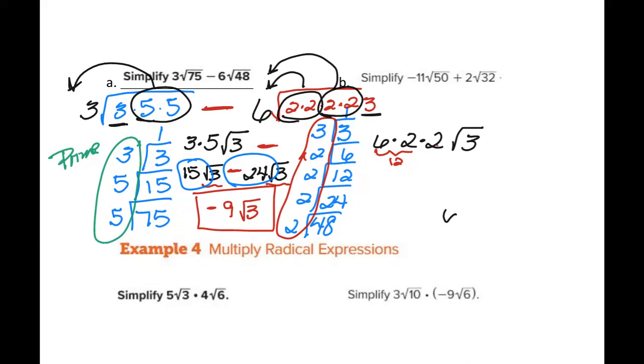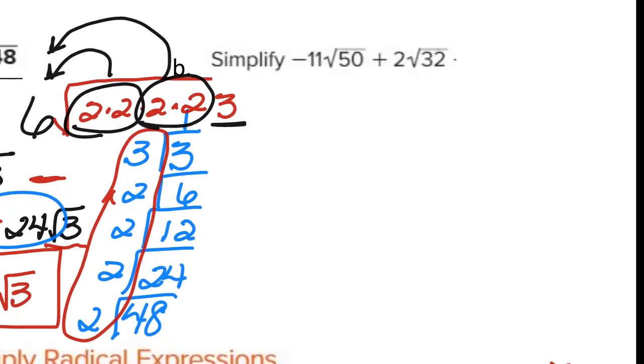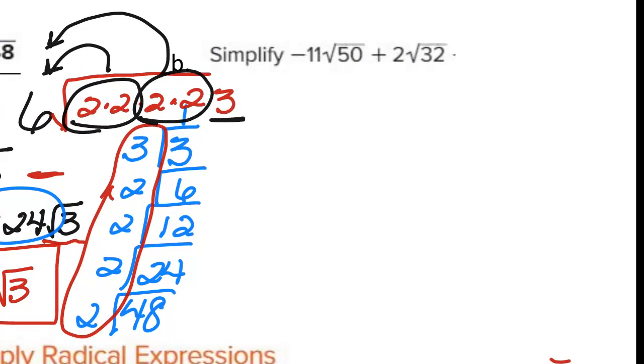Let's do letter B. And can I erase this right here? Because I really need that space. All right. So negative 11 times the square root of 50 plus 2 times the square root of 32. Can I combine them as they are? No. We can't.